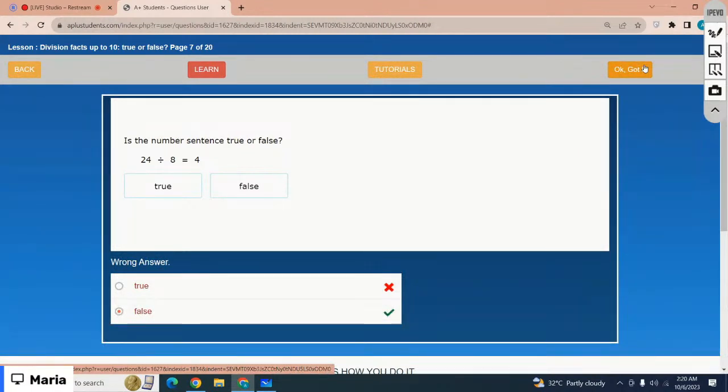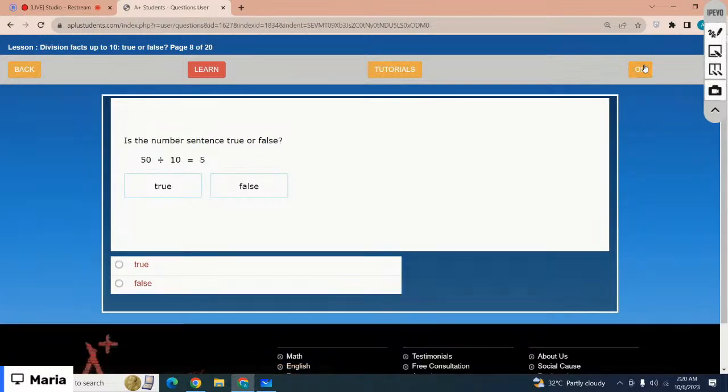False. 8 times 4 is 24. 8 times 4 is 32. The correct option is 8 times 4 is 32. 8 times 3 is 24. Sorry. Okay, the next one is 50 divided by 10 equals 5.